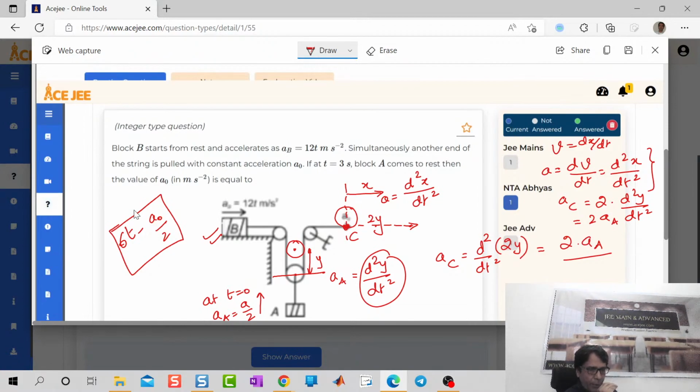And is that acceleration upwards or downwards? Sir, this is downwards. Okay. We know at time t equals 0, actually it's moving upwards. So just for the convenience, you might want to take it a0 by 2 minus 60. Yes, sir. Good.